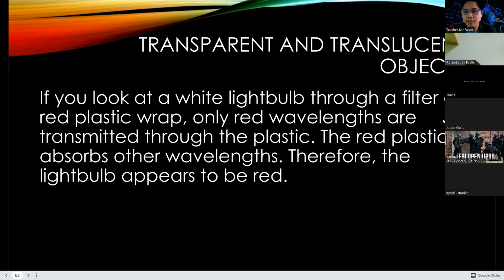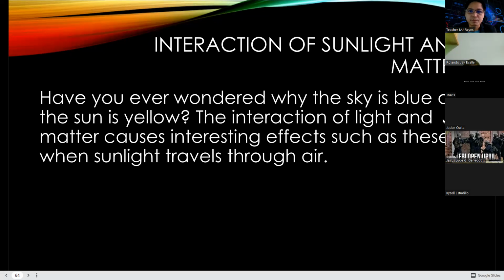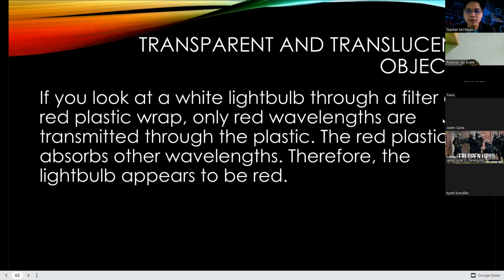If you look at the white light bulb through a filter of red plastic wrap, if you wrap the white bulb, only red wavelengths are transmitted through the plastic. The red plastic absorbs other wavelengths. Therefore, the light bulb appears to be red. So if you look at it, the white bulb there is actually transparent, okay?